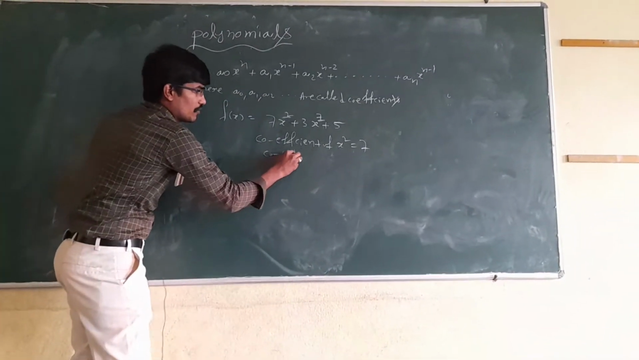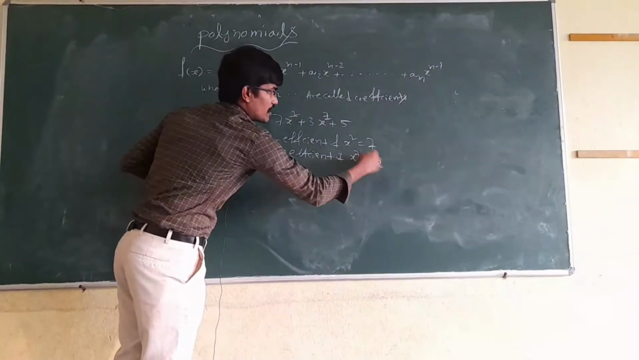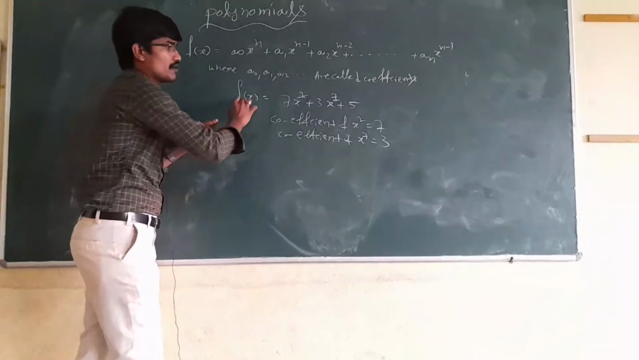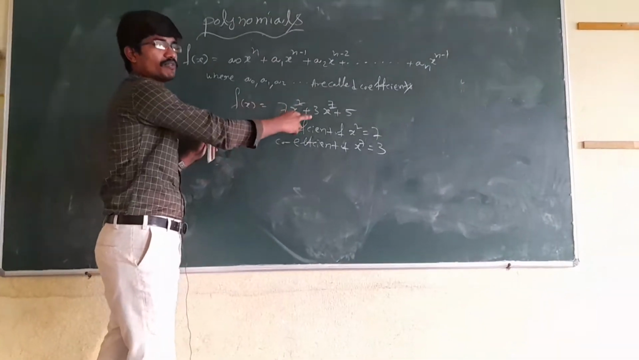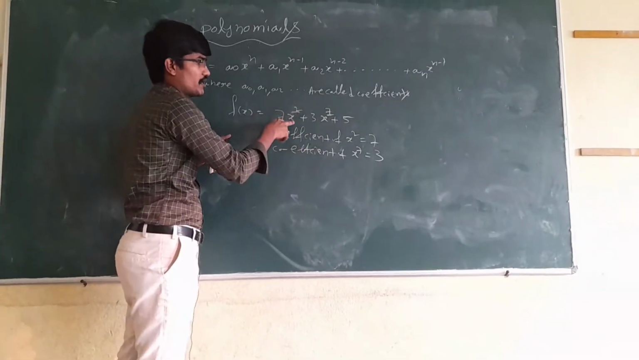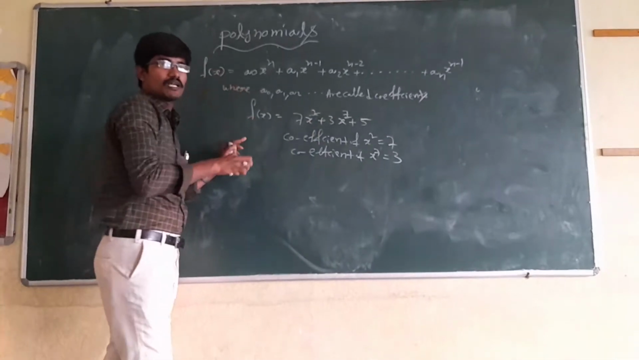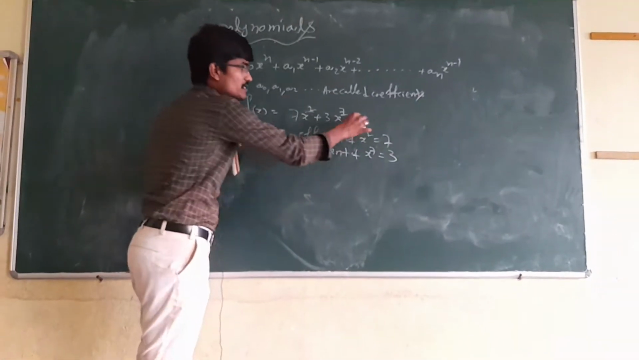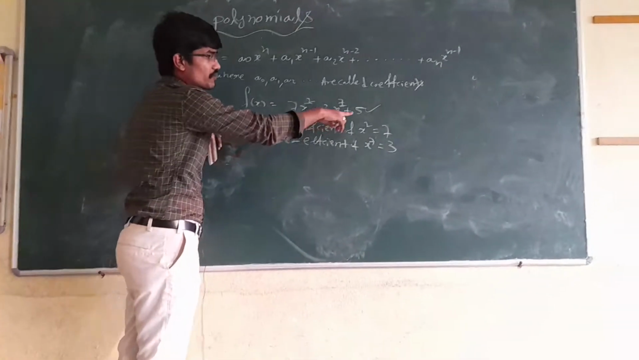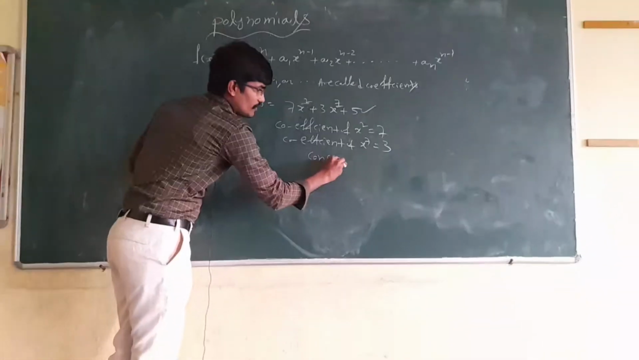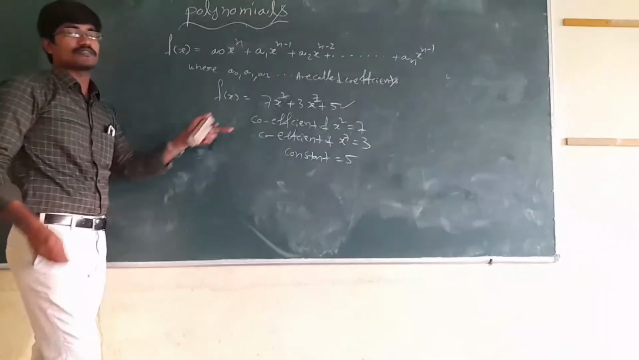They will ask the coefficient of x power 7. That answer is 3. In this algebraic expression, is it a polynomial or not? Yes, it is a polynomial. Why? Because here the variable power is 2, here the variable power is 7. Both are non-negative values and both are integers, so it is a polynomial. And they will ask what is the constant in this expression. The constant is 5.